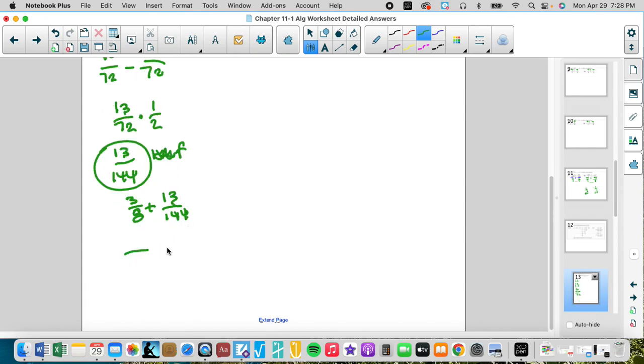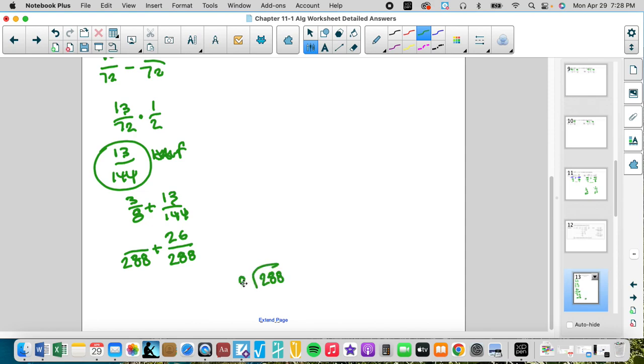So let's find a common denominator. 144. Does 8 go into that? 144 is 12 times 12, right? Yeah, that's not even a fun one. Gosh. So that's going to be 288 is my common denominator, and that's going to be 26 and 288. So 8 goes into 288.